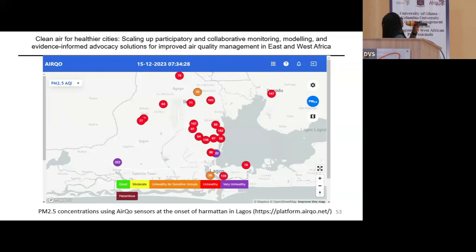During Harmattan, I think on the 15th of December, a few weeks ago, this is what we had. You can imagine, look at all those points. The best we could get is the red, and then we had the other ones. You can see the color code there, what it stands for. So everywhere, red is the best, and then the other ones. That's the effect of Harmattan. At the onset of Harmattan in Lagos, that's what we got for PM 2.5.